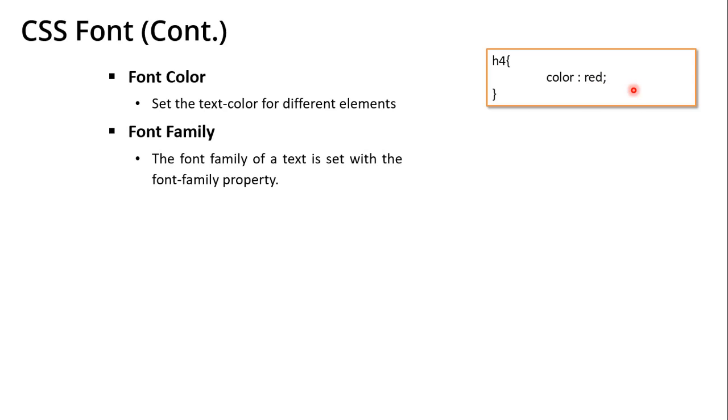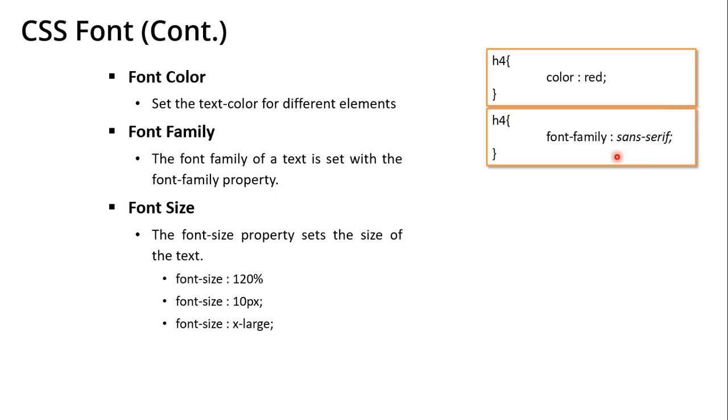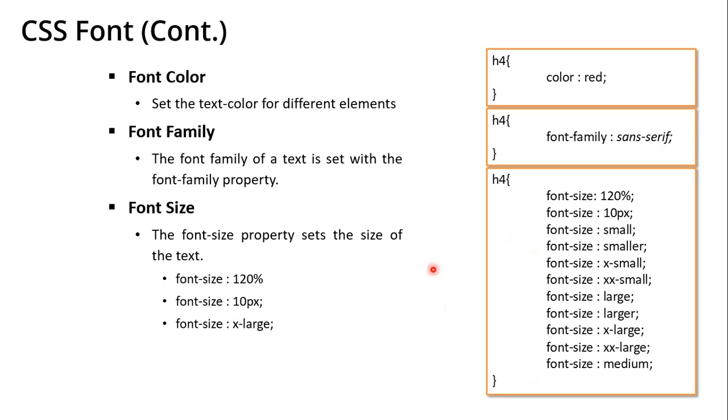Like this, font family: Times New Roman. Like this we have to write font-family, colon. Font size: the font size property sets the size of the text. We have to write 120%, or it may be in pixels. We have this many options: 120 percent, 10 pixels, small, smaller, x-small, xx-small, large, larger, x-large, double x-large, medium. So you can write this property, font size, like this.